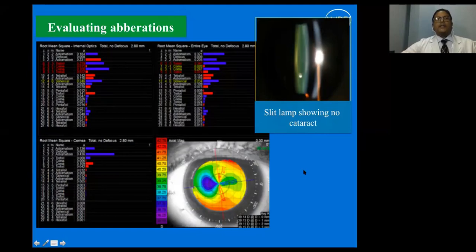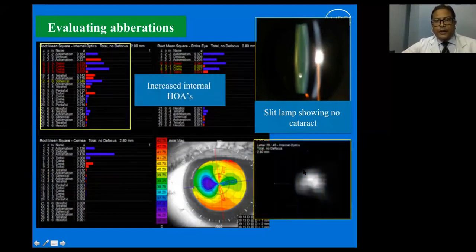Okay. So, it's very common to have patients in your clinic who would be having discomfort in night driving or difficulty with night vision, and at the same time they are in their mid 50s or 60s with not a very significant cataract. So when we see these patients and check for their aberrations, it's not uncommon to find that there is a lot of higher order aberrations.